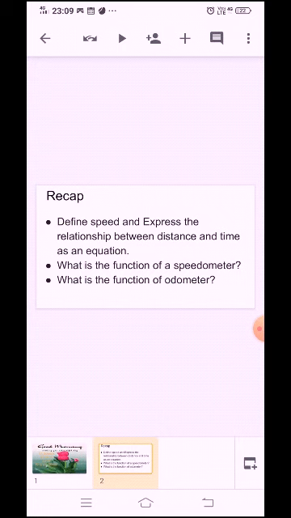Yes, what is the function of a speedometer? Speedometer shows the speed of the vehicle in kilometer per hour at any point in time. Then, what is the function of odometer? The odometer shows the distance travelled in kilometers. Yes, speedometer shows the speed of the vehicle, but the odometer shows the distance travelled in kilometers.